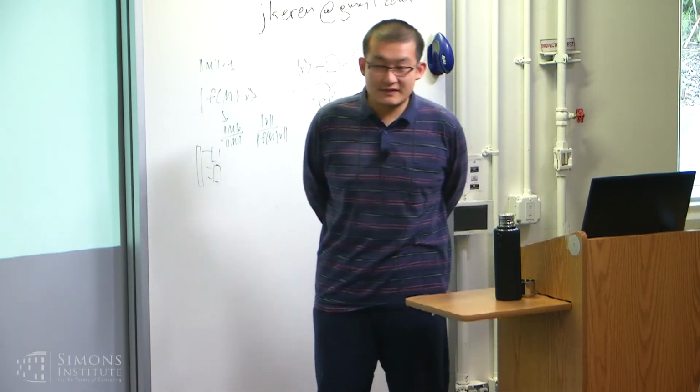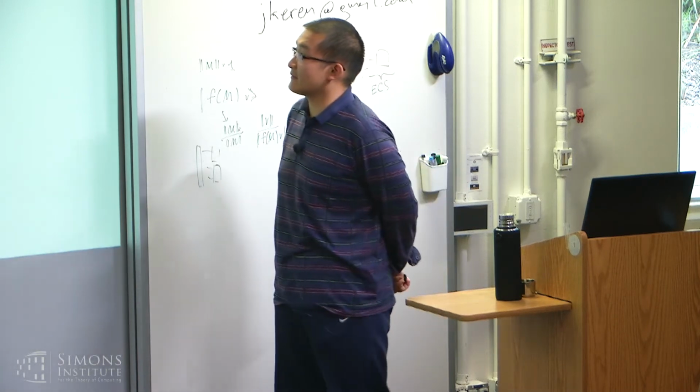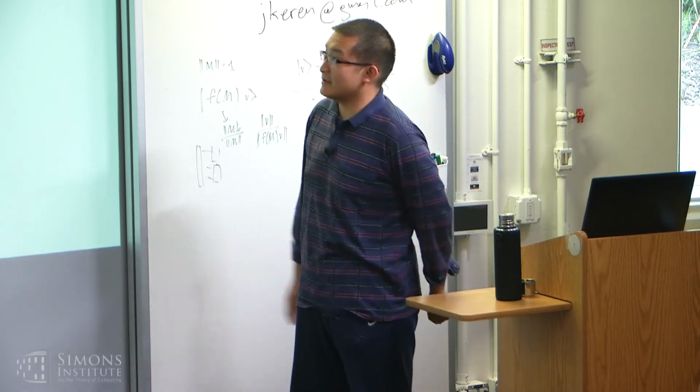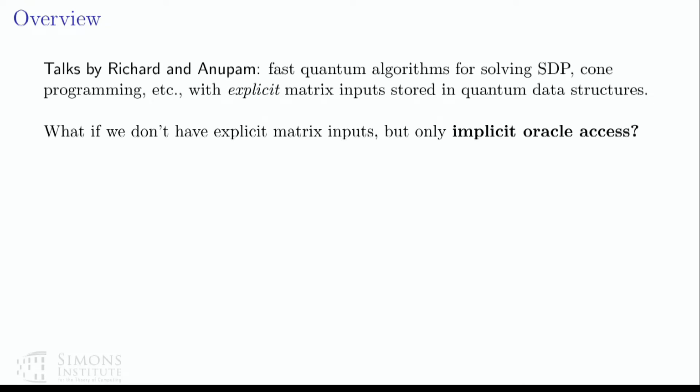I think the previous two talks by Richard and Anupam have been talking about fast quantum algorithms for SDP, quantum programming, etc., with explicit matrices stored in a quantum data structure. So this is really some power, that we have the data structure and it's something microscopic. But another question to ask is to see this problem more macroscopically. For instance, what if you don't have the explicit matrix input, but maybe only some implicit oracle access? What can we do with convex optimization, and what is the corresponding quantum speedup?